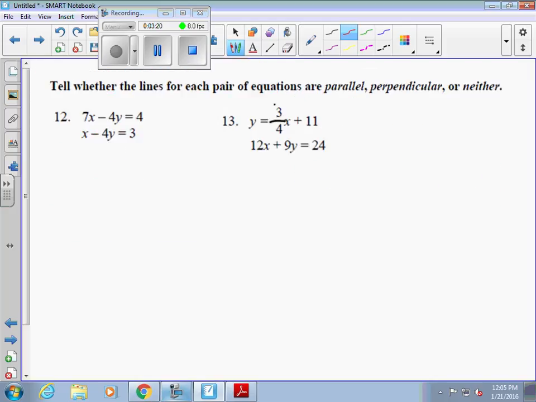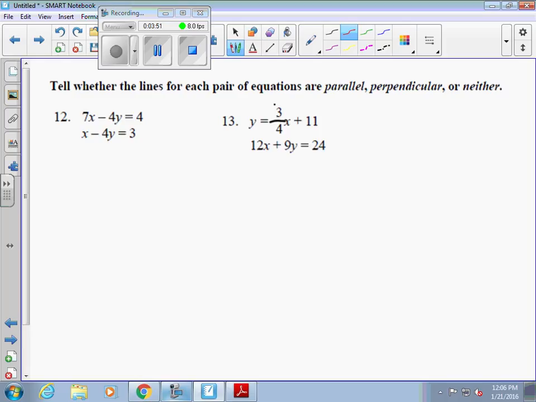Number 12 says tell whether these lines are parallel, perpendicular, or neither one. Parallel lines, we just said for number 10 and 11, have the same slope. M values are the same. Perpendicular lines, their slopes, remember, are negative reciprocals of each other. Remember, that means the sign changes. Reciprocal means it flips. If it's not the same, if it's not a negative reciprocal, then it's neither one. It's just two equations that have different slopes.